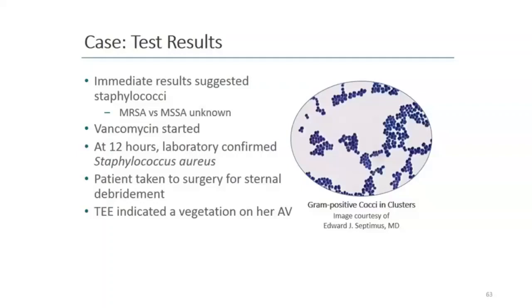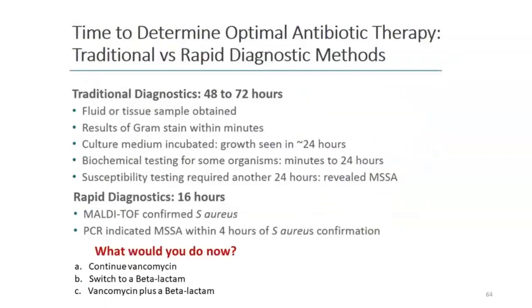So in this particular case, the traditional test, the Gram stain, would have been done, as I mentioned. At 24 hours we knew it was Staph aureus. Susceptibilities would have taken another 24 hours. And so at 48 hours, we would have known the patient actually had MSSA, which was her pathogen.